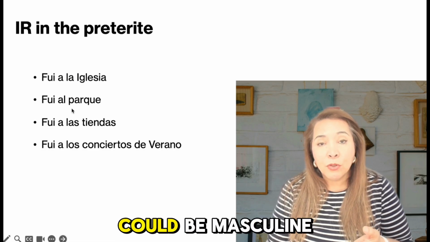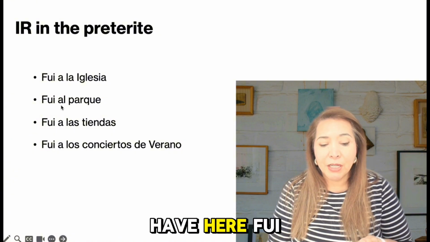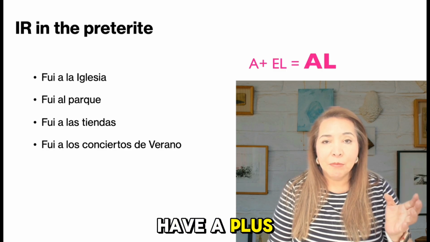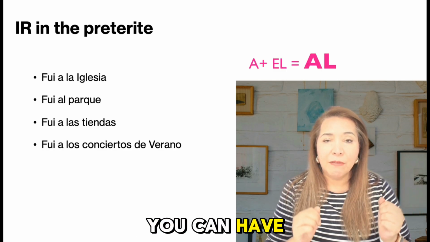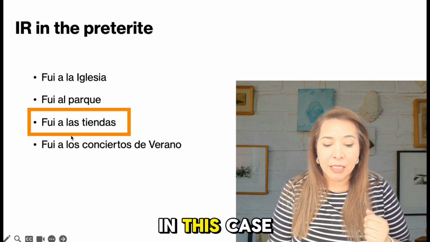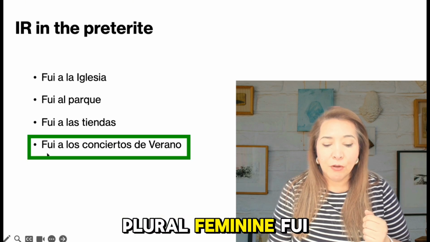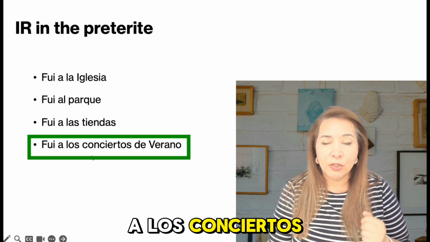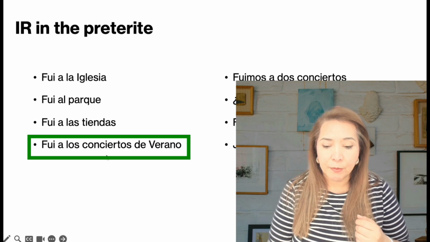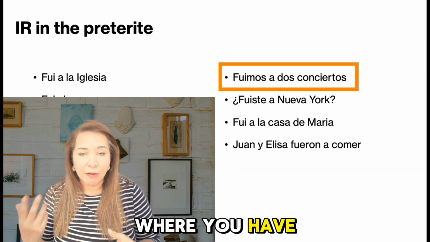Now, the noun could be masculine, in this case, parque, el parque. So I don't have here fui a el parque, because anytime you have a plus el, you can have a contraction and say fui al parque. In this case, plural, a las tiendas, plural feminine. Fui a los conciertos, plural masculine. You could also say things like fuimos a dos conciertos, where you have quantity.